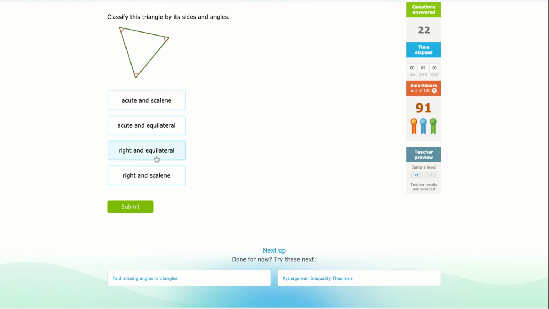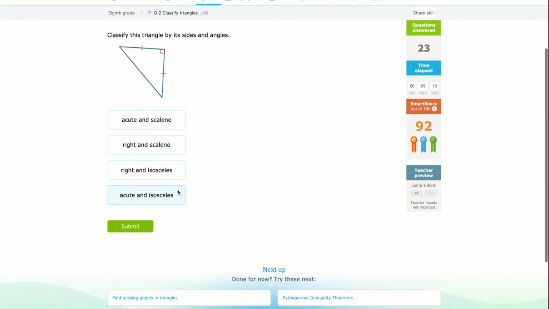Equilateral, equilateral, and it's always acute. Equilateral, always acute. Here's a right triangle, and it's isosceles, a right isosceles triangle.